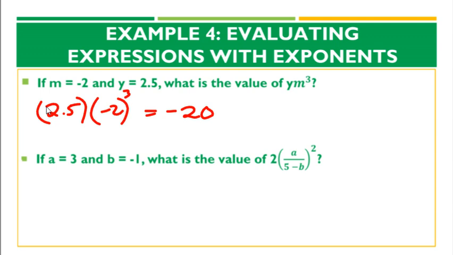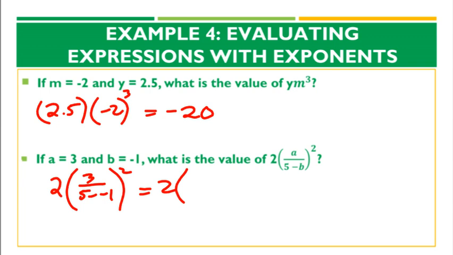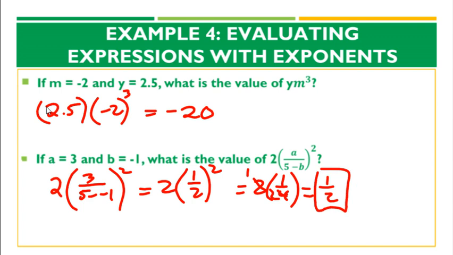If a is 3 and b is negative 1, what is the value of 2 times a divided by 5 minus b squared? So 2 times (a, which is 3) divided by (5 minus b, which is negative 1). Now I need to square what's in the parentheses. So now I have 2 times 3 divided by 6, which is half. Half squared would be 1/4. If I simplify, I can divide a 2 here and get 1, divide a 2 here and get 2. So I end up with a fraction of half.